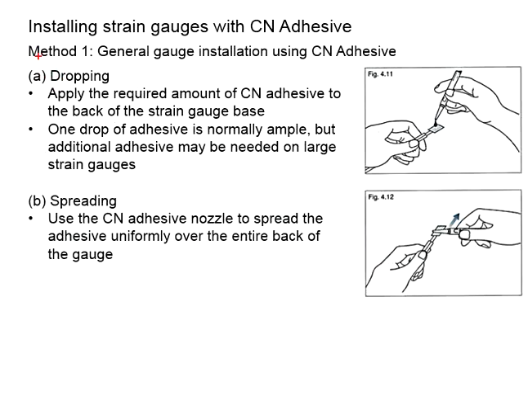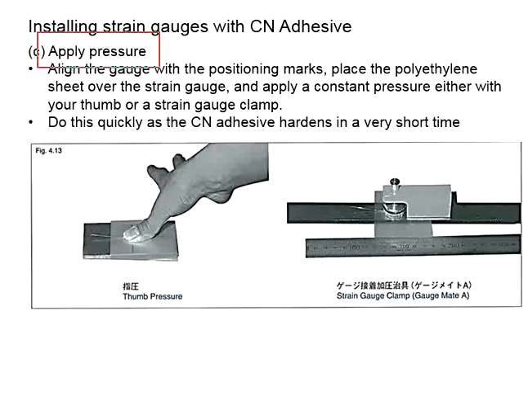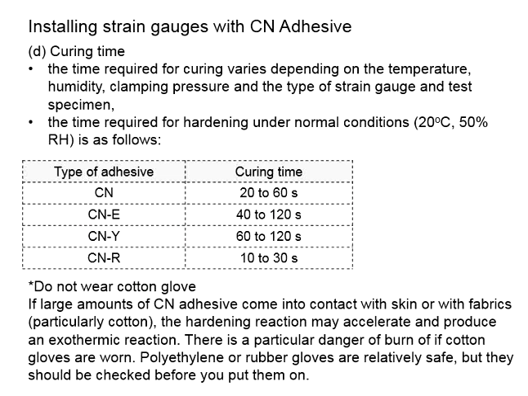Now the process of dropping, spreading and also applying the pressure onto the strain gauge will need to be done carefully and quickly, as CN adhesive hardens in very short time. Remember not to have direct contact with CN adhesive. The bond is very strong. Next, it will be the curing time.